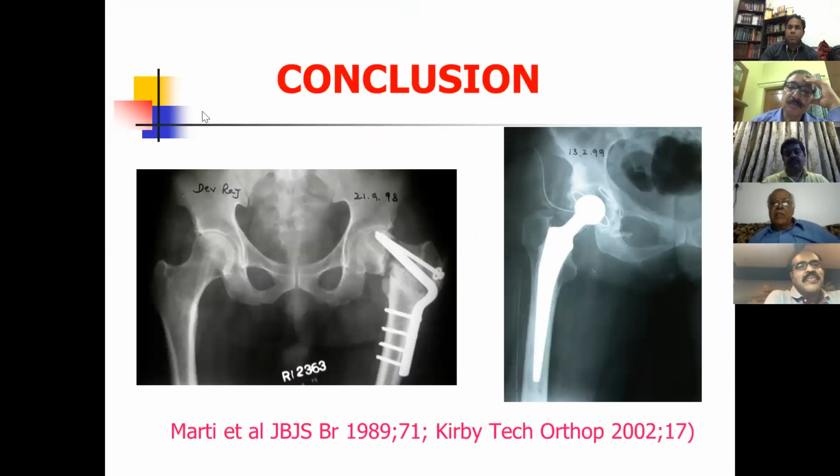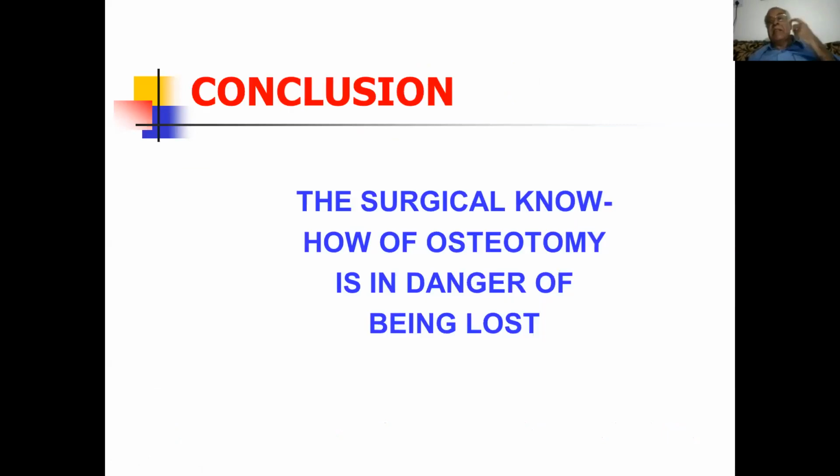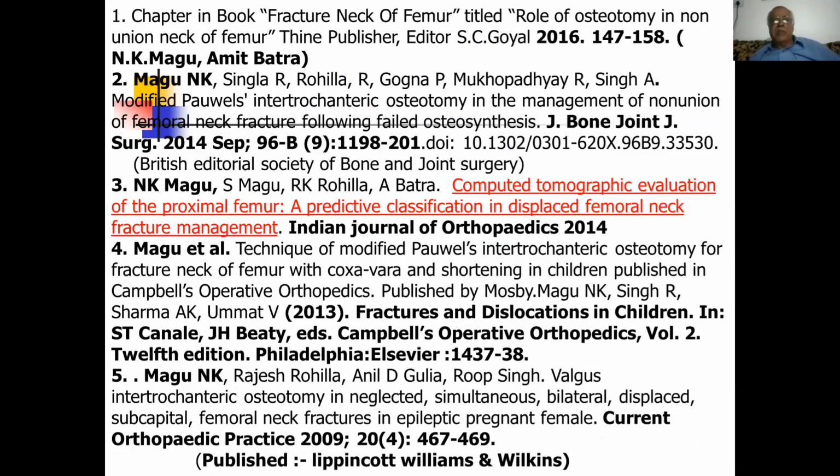And if it fails, as in this case, 1998, THR can still be done. He was a 70-year-old male suffering from Parkinsonism. So THR can still be done. So surgical know-how of osteotomy is in danger and being lost. And I have taught you the principles, the various papers.